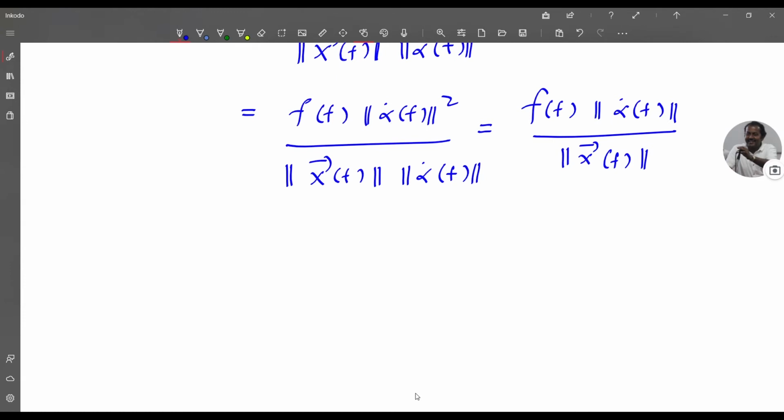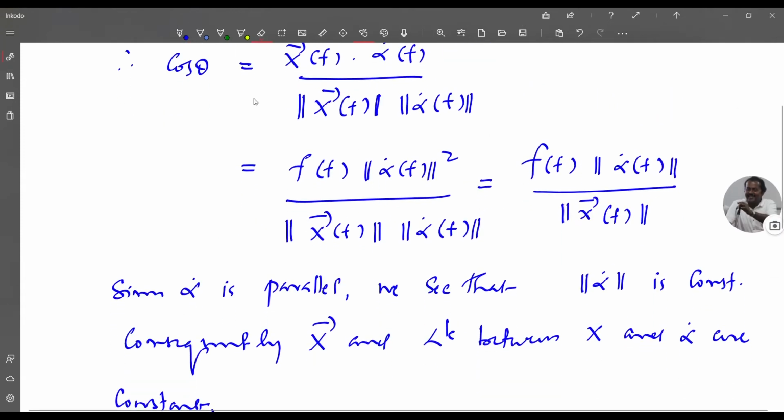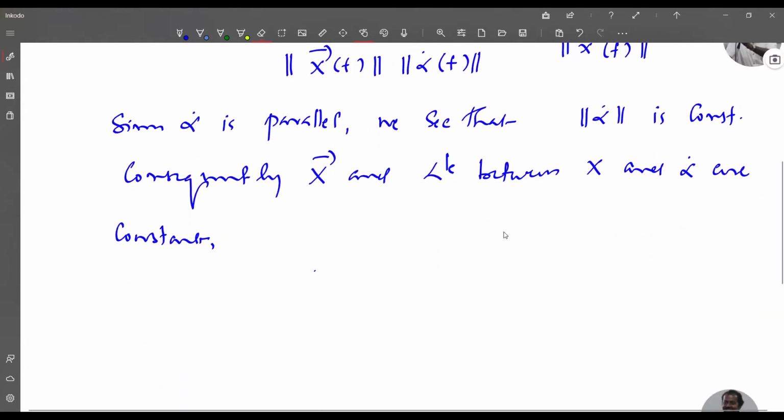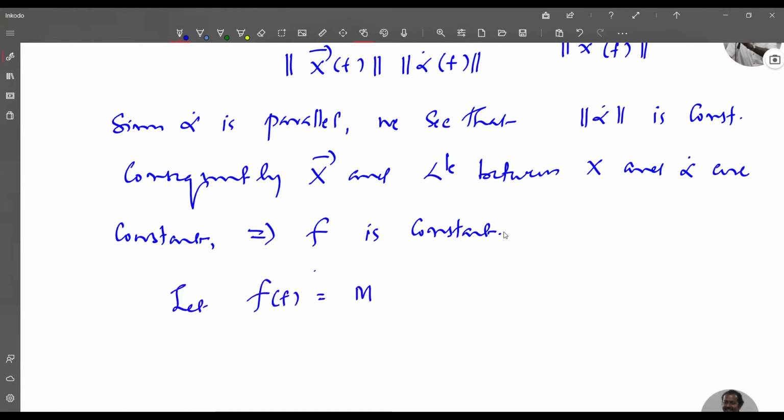Now since alpha dot is parallel, we see that norm alpha dot is a constant. So in this expression for cos theta, norm of alpha dot of t and norm of x of t are constant, so that will imply that f of t is a constant. So this implies f is constant. So let f of t be equal to capital M for all t in I.